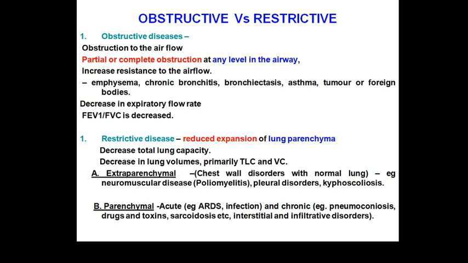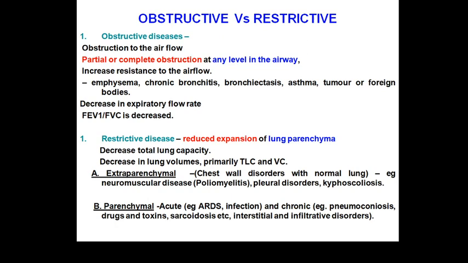Another condition is acute or chronic interstitial or infiltrative pulmonary diseases, where the disease lies in the pulmonary parenchyma. Examples of these are acute respiratory distress syndrome or other chronic restrictive diseases, including the various occupational diseases like pneumoconiosis, interstitial fibrosis of unknown etiology, and others also. So these are restrictive diseases which are characterized by a reduced total lung capacity due to incomplete expansion of the lung parenchyma.